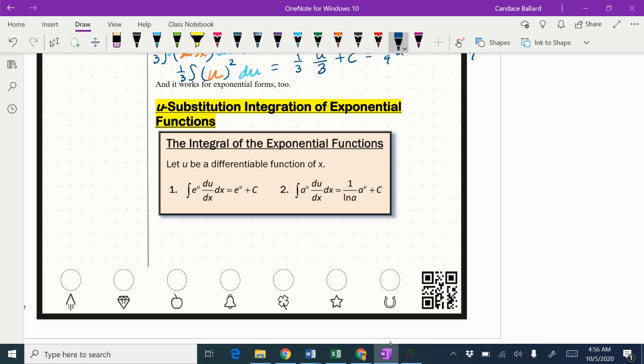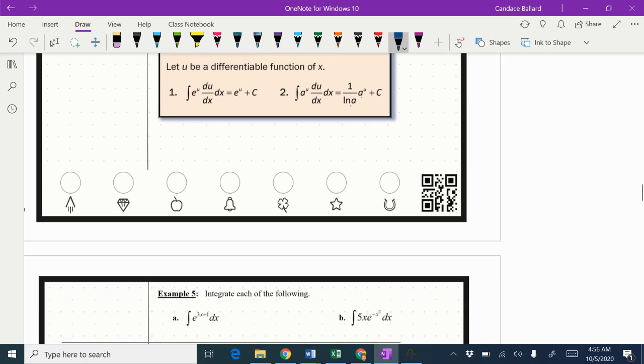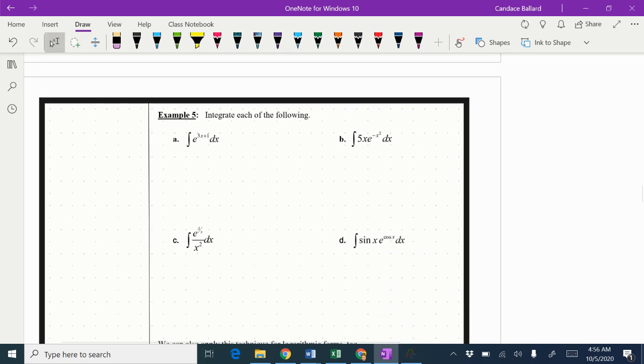We can also do it for our other exponentials. So when we have a to the u and we integrate, we get 1 over the natural log of a times a to the u plus c. So let's try this a couple times. So I'm looking again for my inside function.